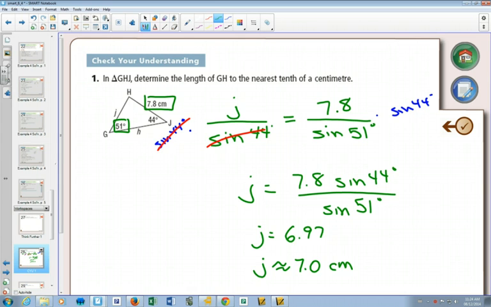Pretty straightforward. Isn't that nice that we didn't have to actually draw in a height? This one, if we look at it, yes, you could have, let me redraw it here, 51, 44, 7.8. You could have used SOHCAHTOA if you would have drawn a 90 degree in here, okay? You could have used SOHCAHTOA to find this side, and you could have used SOHCAHTOA to find this side. And then you would have had to use SOHCAHTOA in this other triangle to also find this side, and then you would have to add those together.